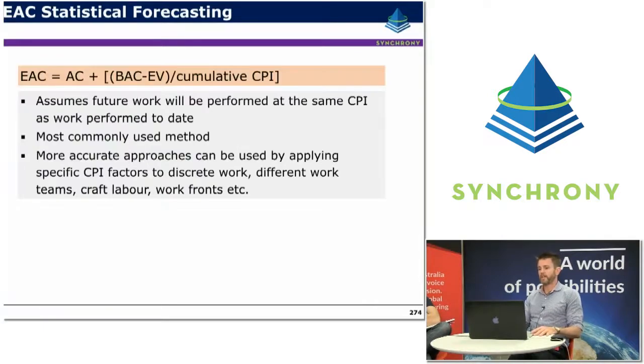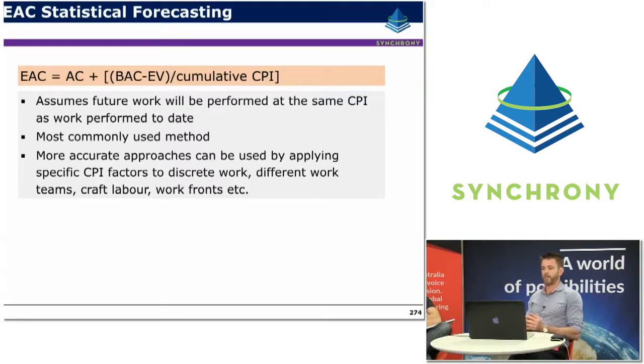So a statistical EAC equals your actual cost to date plus your remaining work divided by the CPI that you've been achieving so far. By dividing it by the CPI, you're applying that performance factor to the remaining work and projecting that out for the remainder of the work. Essentially you're assuming future work will be performed at the same CPI as the work you've done to date. That's the most commonly used method.